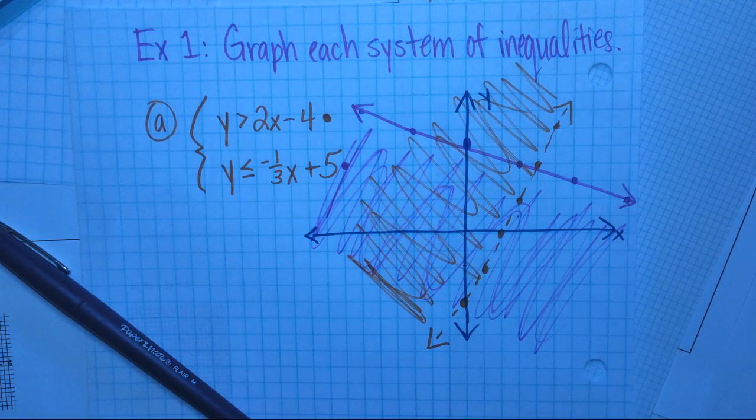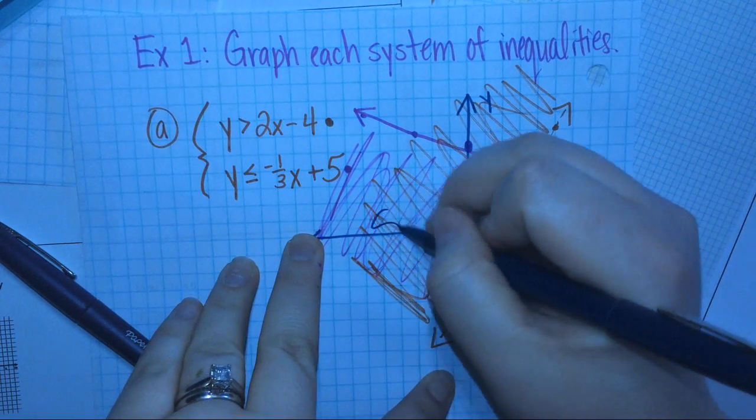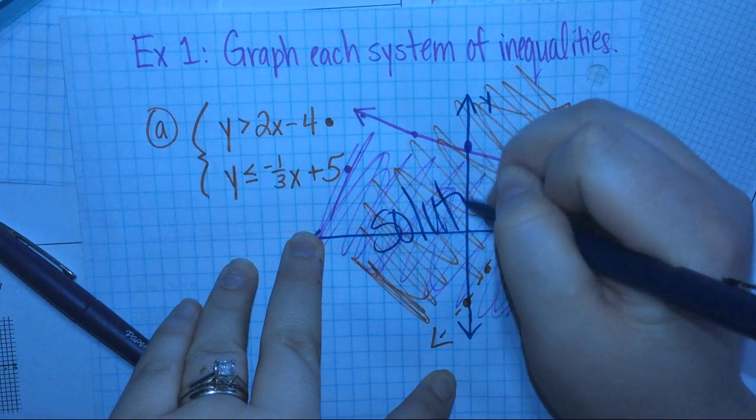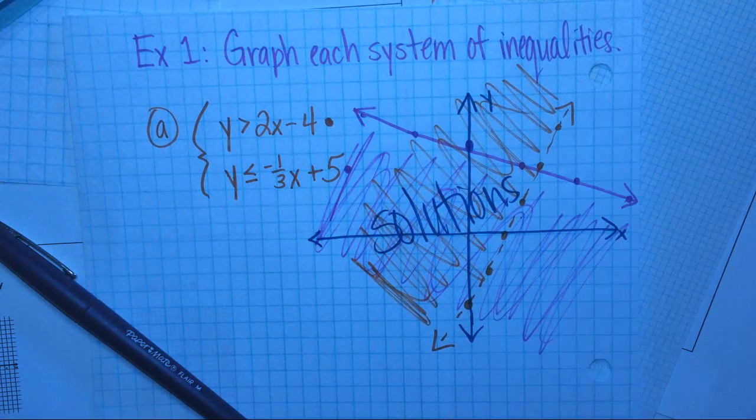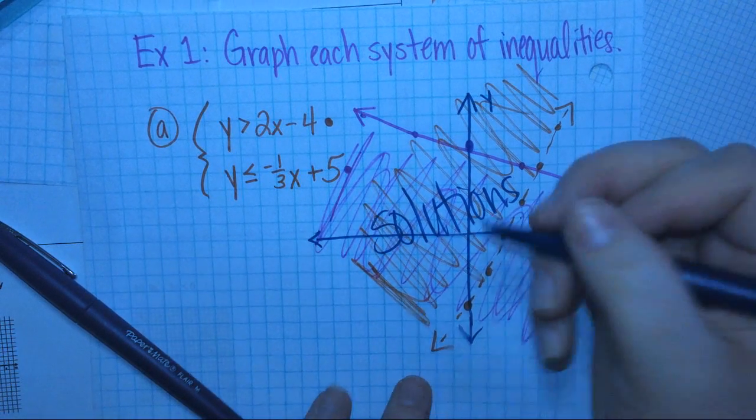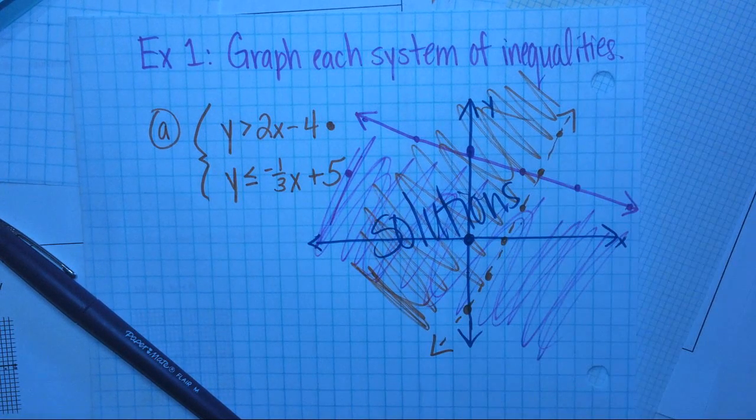So what's useful when you use colors, it's easy for Ms. Compton to see where my pink and brown overlap. This region here, that is my solution set. So what looks crazy that has both colors on it, this is our solution. For instance, notice my favorite point ever, 0, 0, is inside that double colored region.